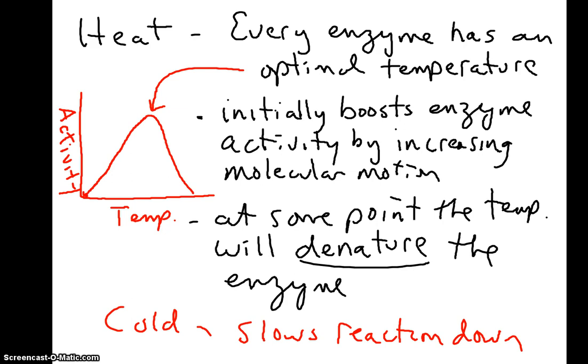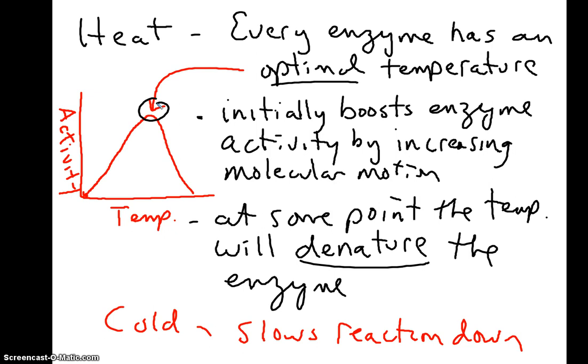Heat is the first one. Every enzyme has an optimal temperature, that's the temperature that they work best at. If you look at the graph over here on the left that shows temperature versus activity, it has a peak right here. Above and below that temperature, the enzyme doesn't work as well.